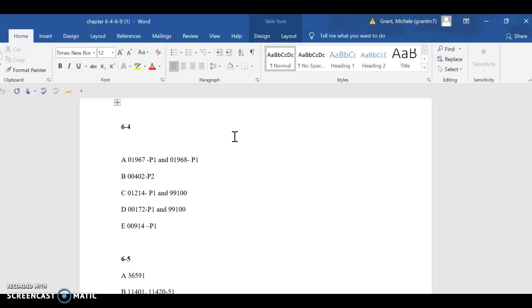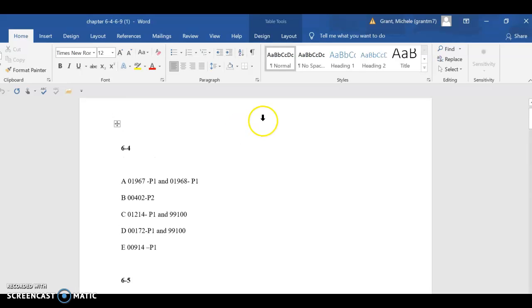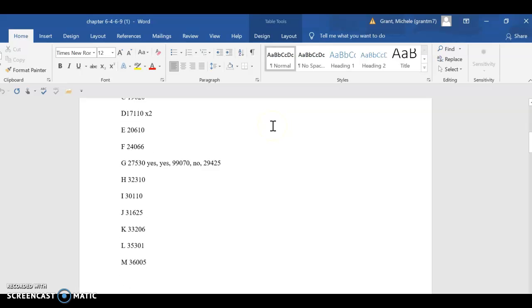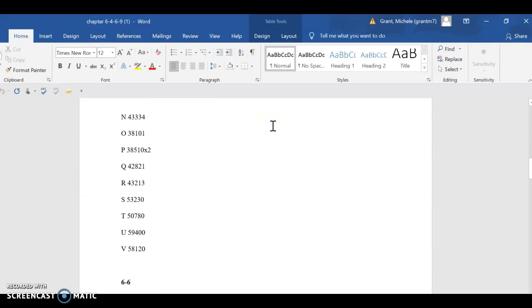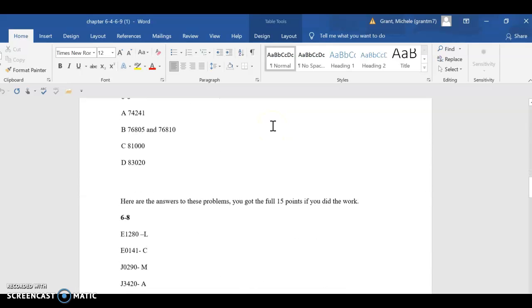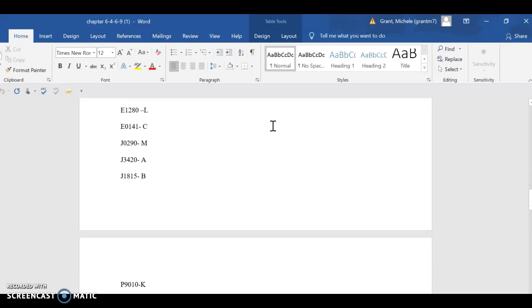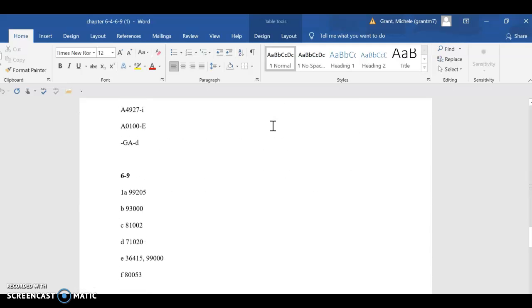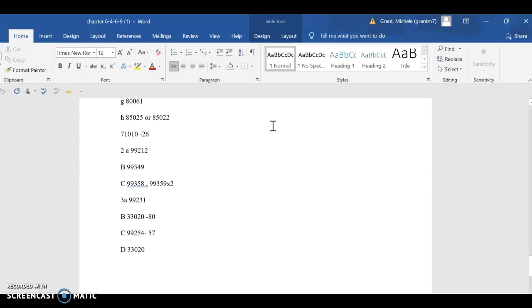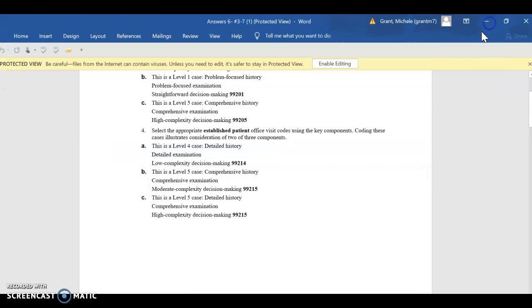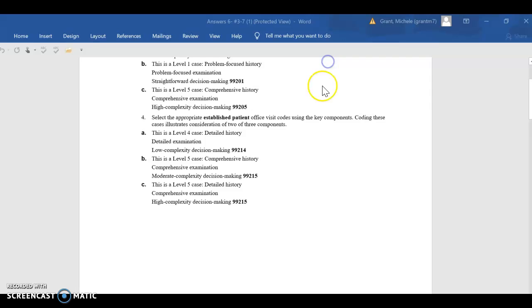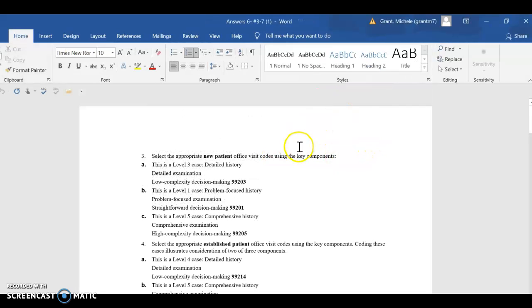13.5. So some of these, I'll probably give you a few days. I'm going to do these in Zoom. I'd rather go through these with you in Zoom. So we will work through these problems come Monday. So hopefully I've given you a good enough background on the E&M section and just CPT in general.